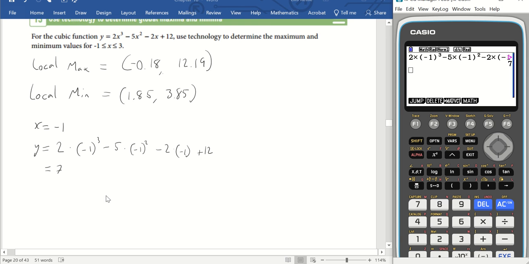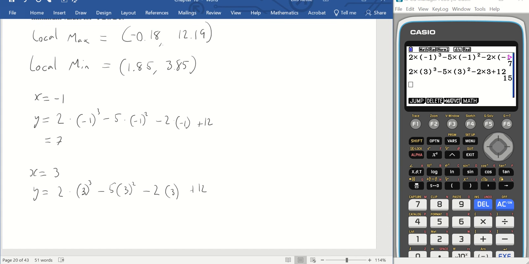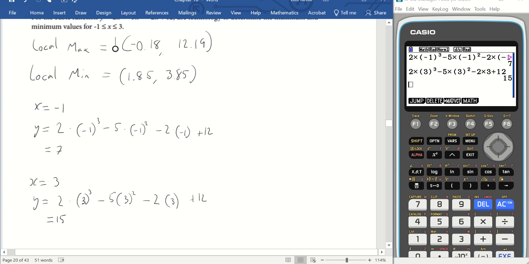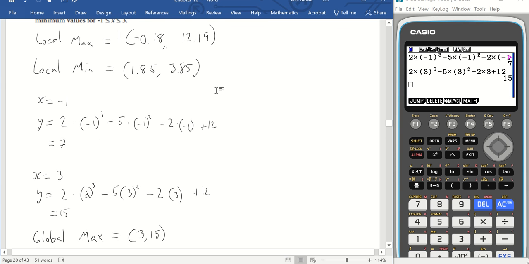Let's check the other end point, which is at x equals 3. And working that on the calculator, you can see it is equal to 15. So that means that this is in fact the global maximum, for it is larger than our other one. So that means that the local maximum is still going to be (-0.18, 12.19). And for the local minimum, since neither of the borderlines were smaller than the local minimum, that means that this local minimum is also a global minimum.